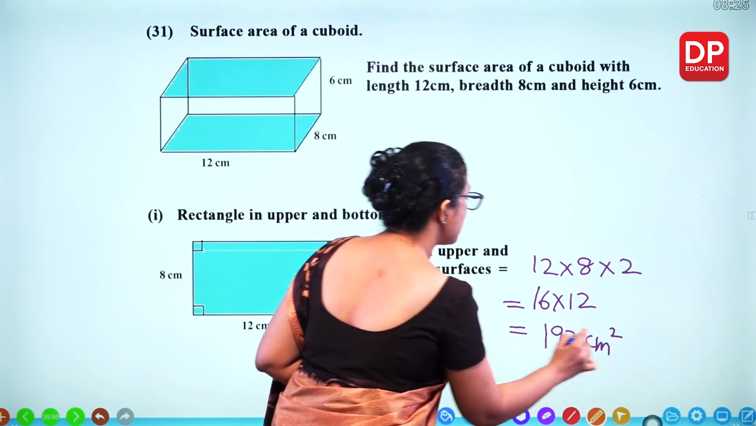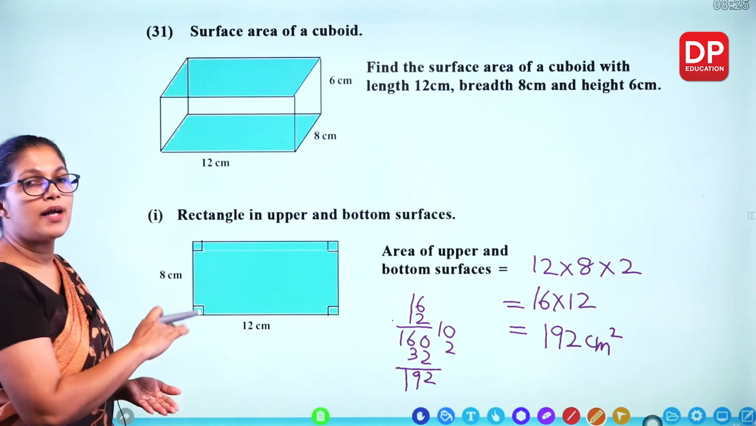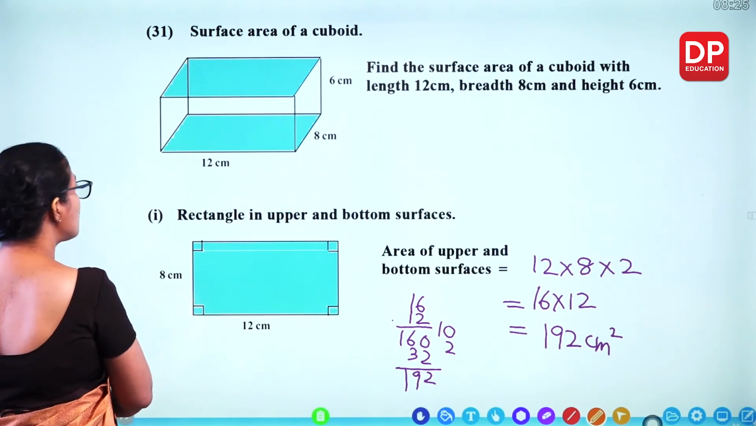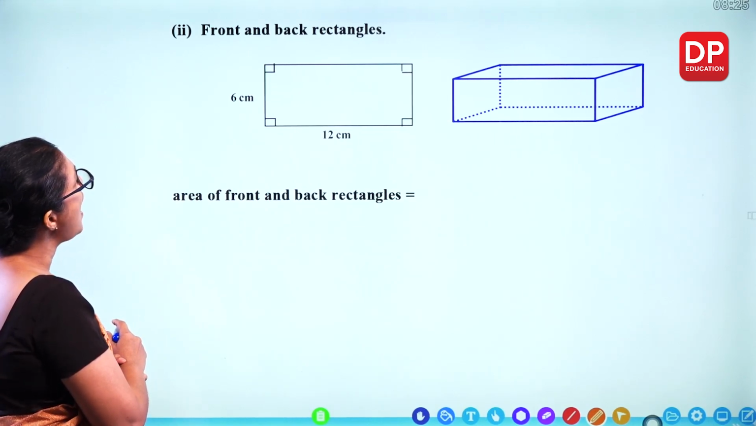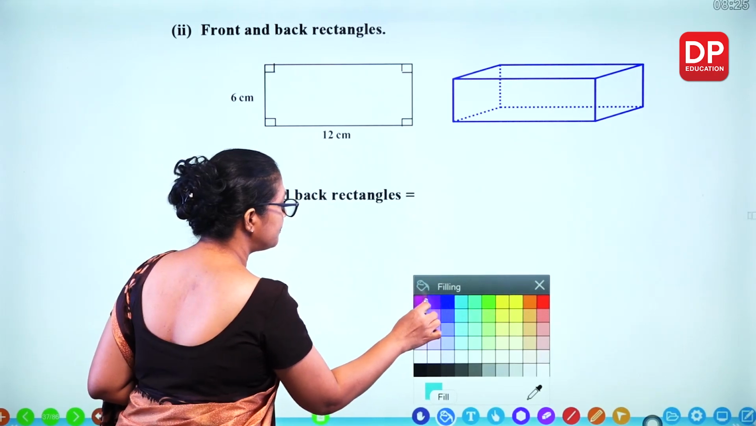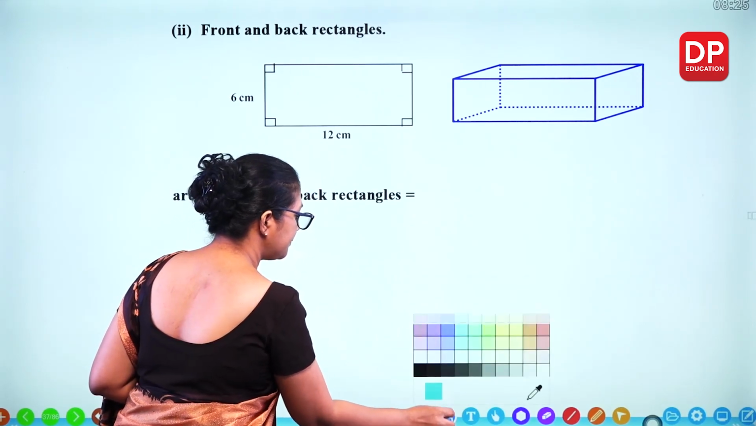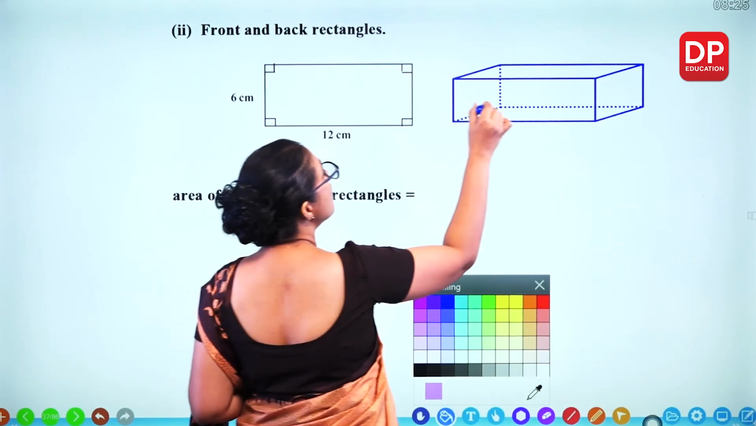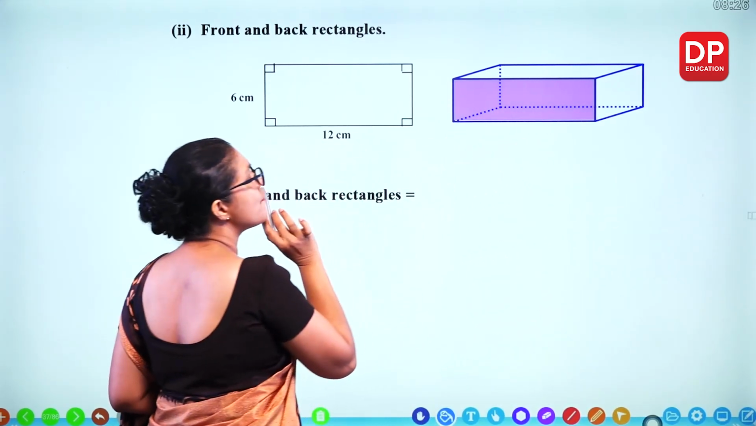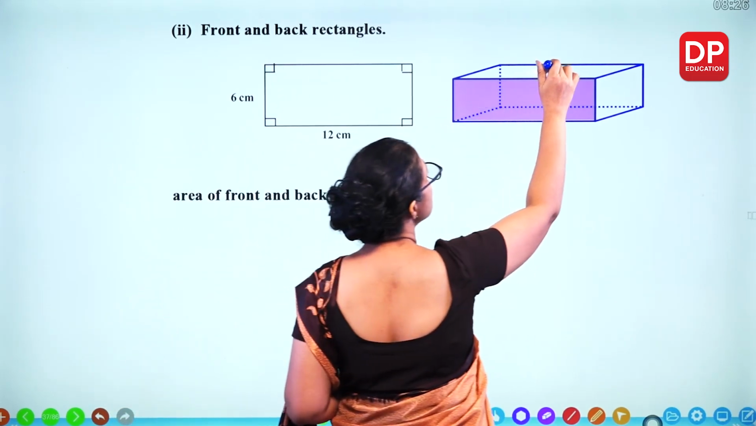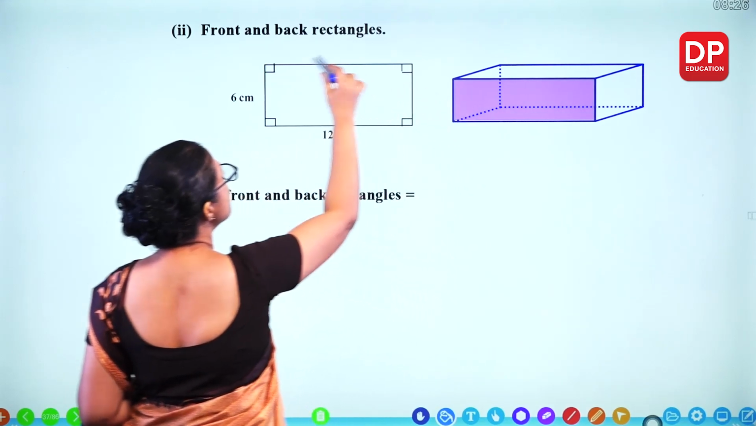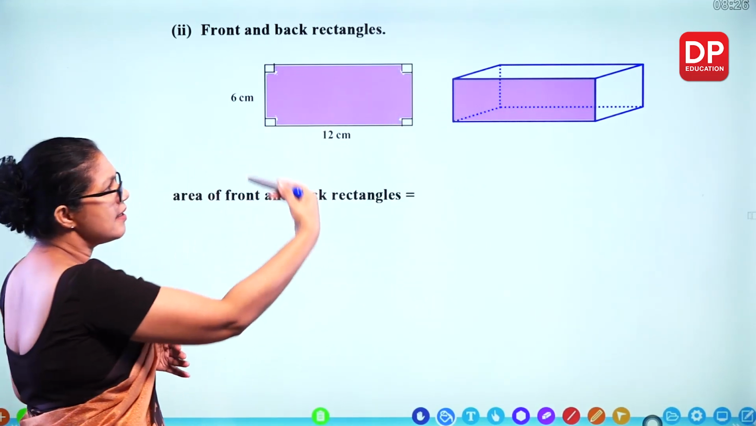192 square centimeters is the area of the upper part and the bottom surfaces. Now we look at the other two sides, the front and back rectangles. I'll take this color, front and back. This area is the front, and the back one is the same. Again, the same thing you are getting on the other side.